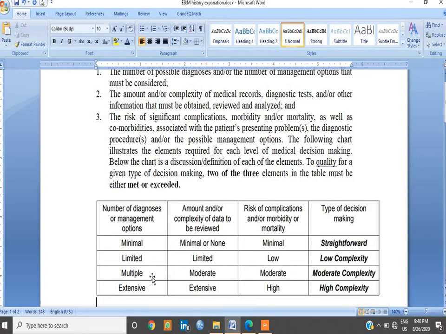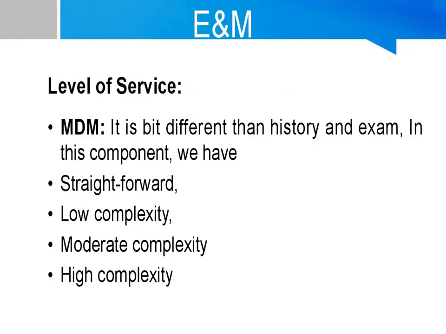Then we have multiple number of diagnoses, moderate amount and complexity of data to be reviewed, and moderate risk of complications, then it would be moderate complexity. Likewise, if there are extensive number of diagnoses and extensive complexity of data to be reviewed and high risk of complications, then it would be high complexity. So just like that. We will not go into more detail in this, because for the CPC especially, we should just remember this table. That's it. Okay, I'll explain you later if it is required.